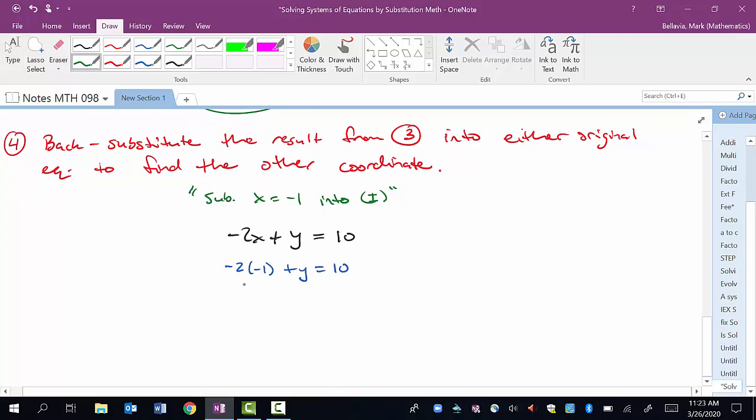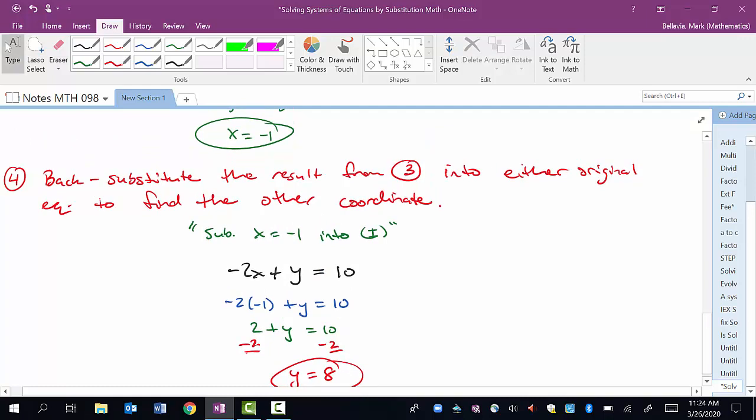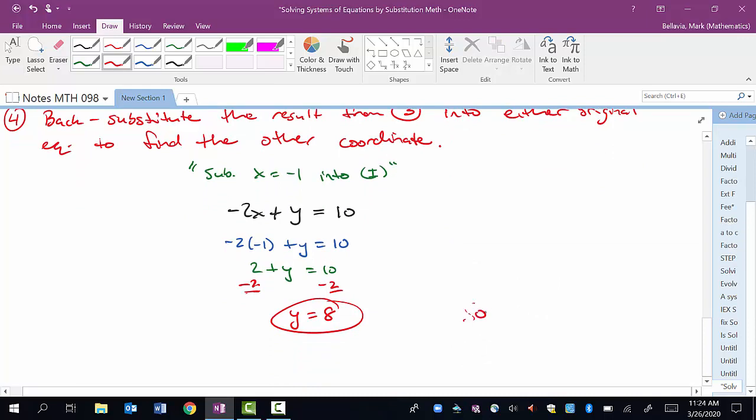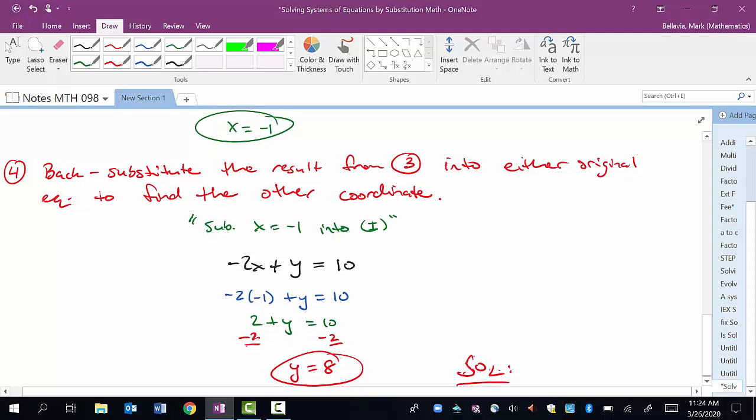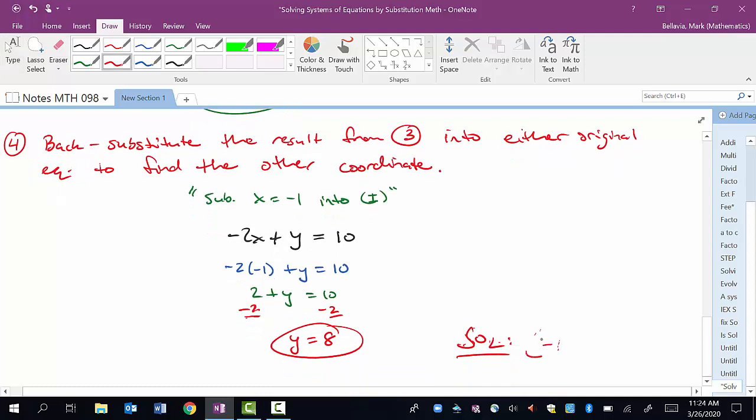So solving this, negative 2 times negative 1 is a positive 2 plus y equals 10. And then we'll subtract 2 from each side here. I end up with y equals 8. So remember, my entire solution is an ordered pair. Well, I found the x value is negative 1, the y value is 8. Make sure you recognize that the actual answer, our solution to the system of equations here, would be the point x comma y, negative 1 is the x, comma 8 is the y value in that solution.